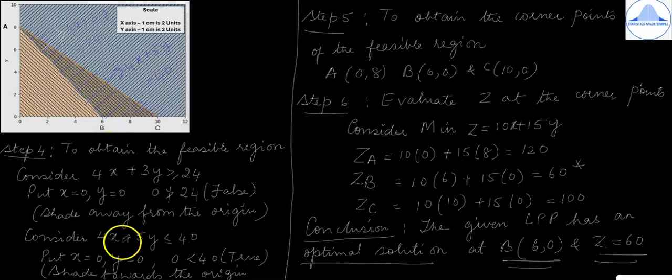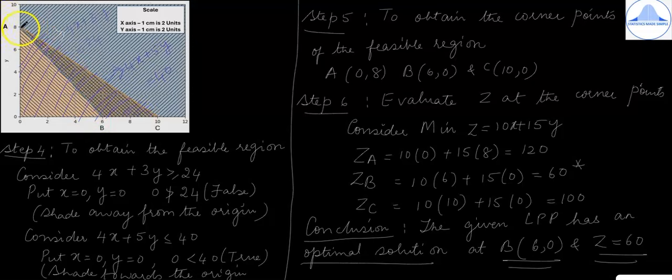And the other equation, that is 4x plus 5y less than or equal to 40, it is true, so we have to shade towards the origin, that is this particular line. So we shade downwards towards the origin, and you will see now where the common feasible region is.